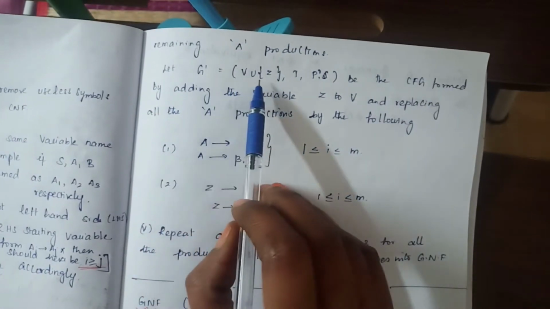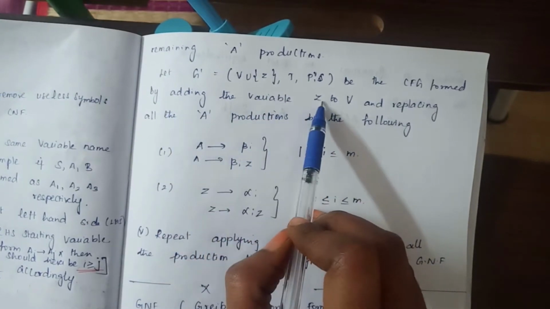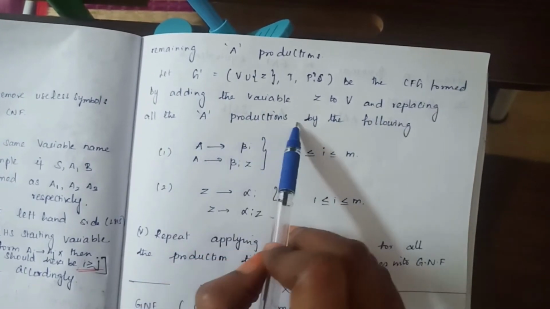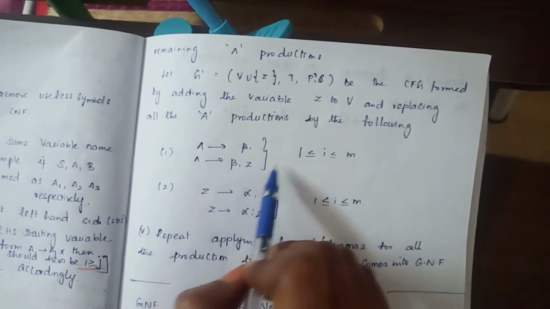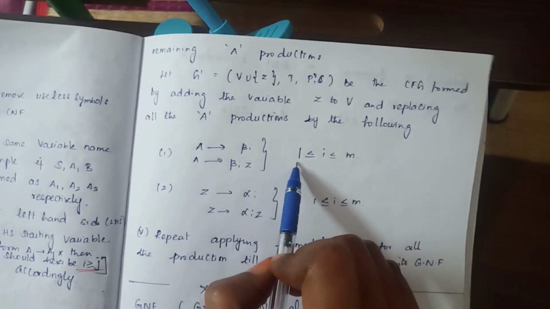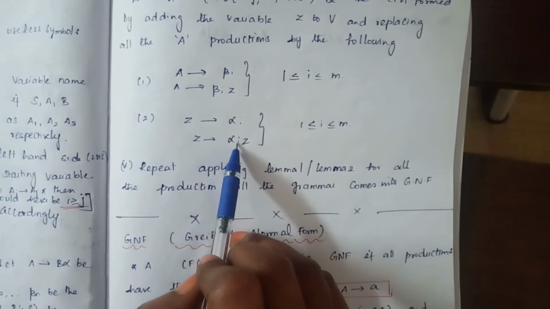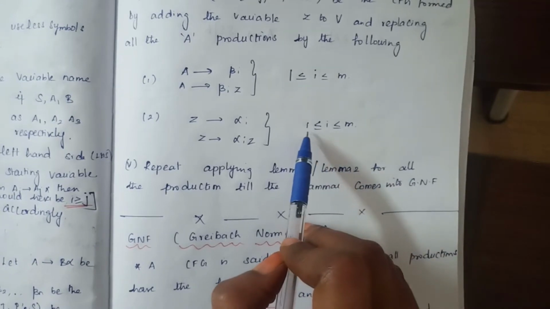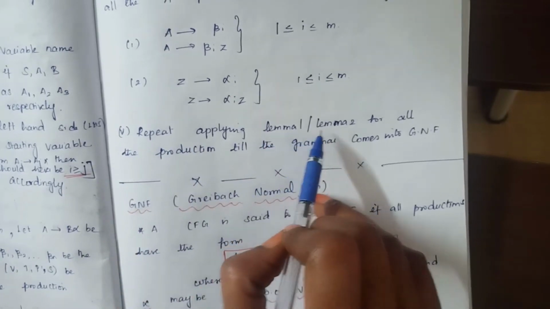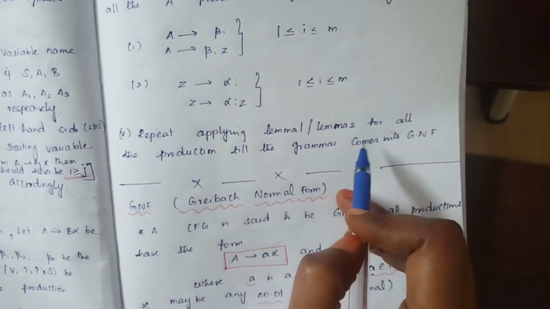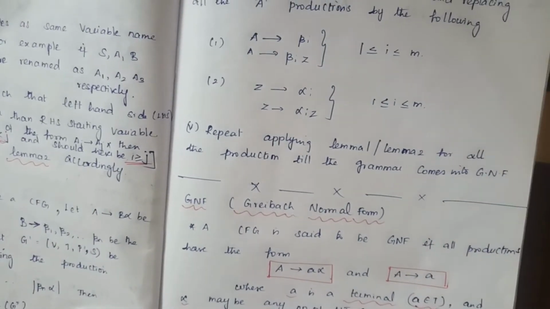After that, let G dash equal to V union Z, T, P dash, S be the CFG formed by adding the variable Z to V and replacing all the A dash productions by the following: A tends to beta i and A tends to beta i Z, such that i ranges from 1 to m. Similarly for Z, we introduce two terms: alpha i and alpha i Z, where i ranges from 1 to m. My fifth rule is to repeat applying lemma 1 or lemma 2 for all the productions till my grammar comes into GNF.